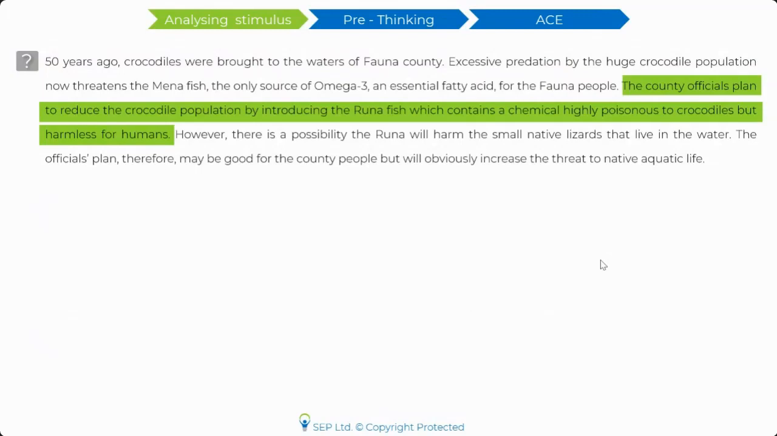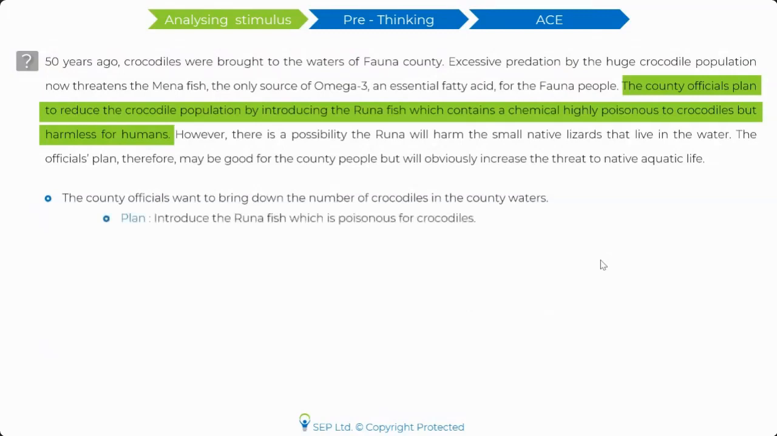Okay. All right. So again, what does this sentence tell us? The county officials want to bring down the number of crocodiles in the county waters. For that, they have a plan, and the plan is to introduce the runa fish, which is poisonous for crocodiles. We are also told that the runa is not poisonous to humans. That's important to remember. Remember, the runa will be introduced in the waters where the mena fish also live. So if the runa fish are poisonous to humans, then the mena fish might also be poisoned. Okay, let's read on.